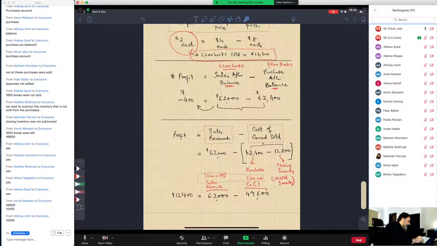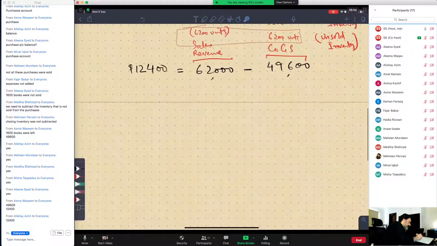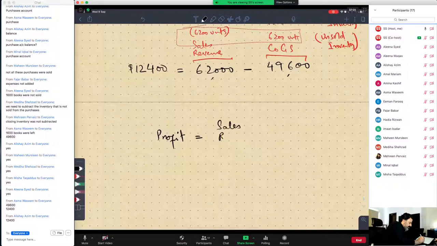So in conclusion, if we are to calculate profit, we always compare our sales revenue. Revenue is another name for income. So sales revenue is basically income generated from the sale of goods. And we always compare it with the cost of goods sold.